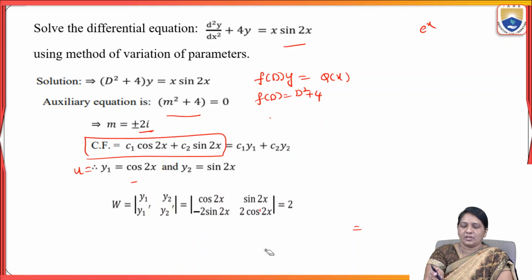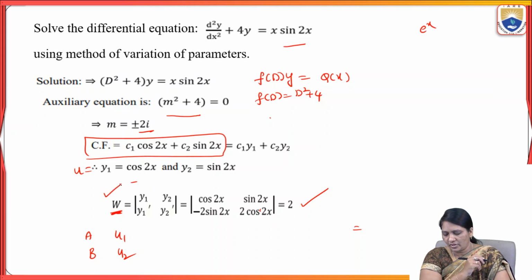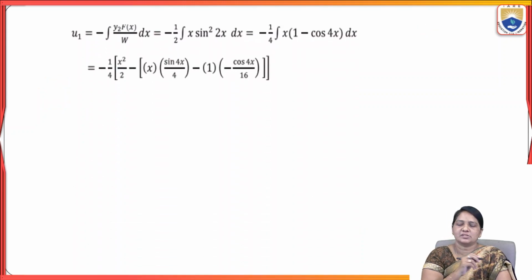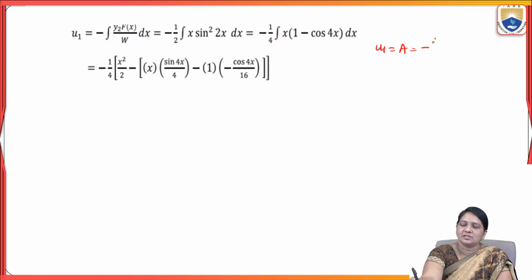So see the same thing, here also we got the Wronskian value is 2. So what is the need of the W value? To calculate A and B, otherwise U1 and U2, we need the W value in the formula. So that's why first we calculated the Wronskian value. So what is the formula for that? First U1 equal to, otherwise A equal to minus integral y2 or v into q of x by W into dx.